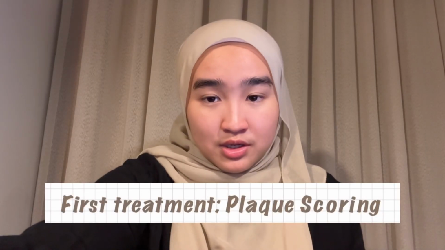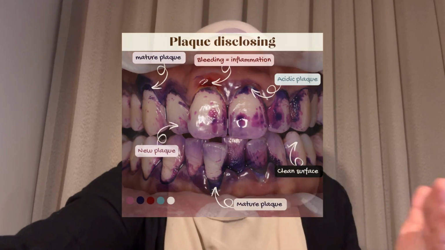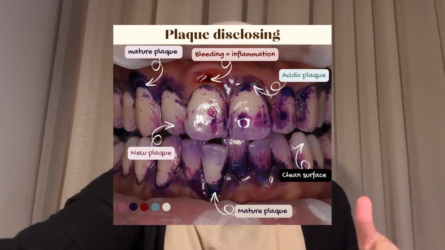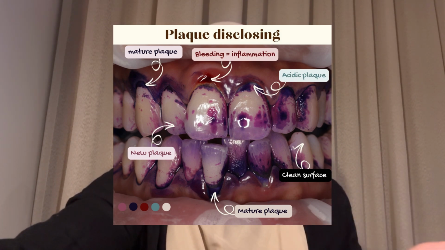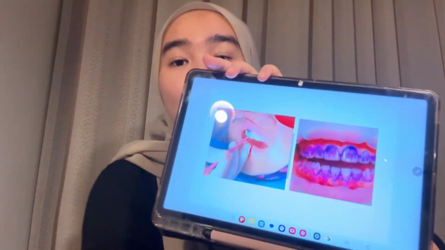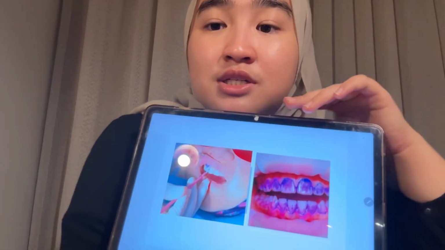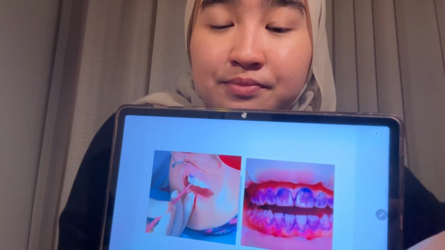So first of the treatment, we will do plaque scoring. This plaque scoring helps us to see where the plaque is building up on your teeth and which areas you may be missing during your brushing. How do we do plaque scoring? For plaque scoring, I will apply a special dye to your teeth.